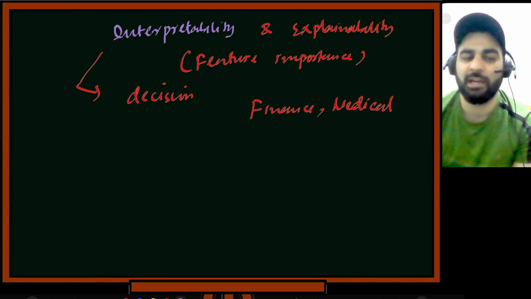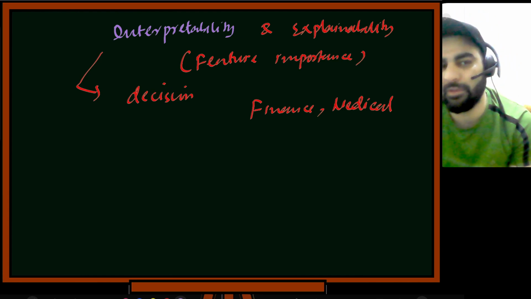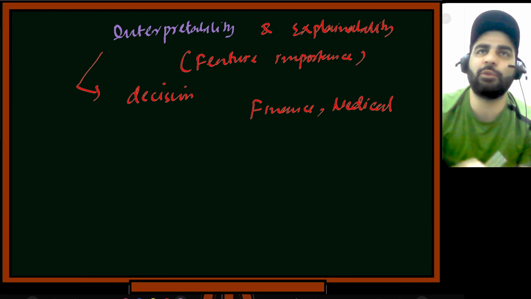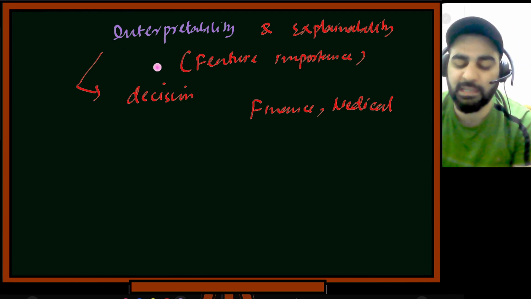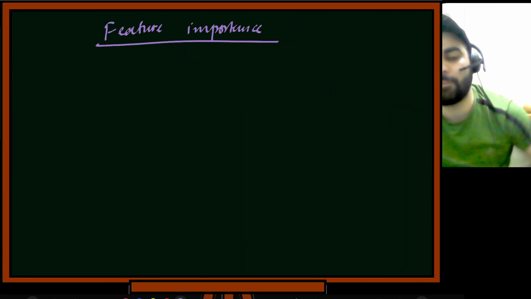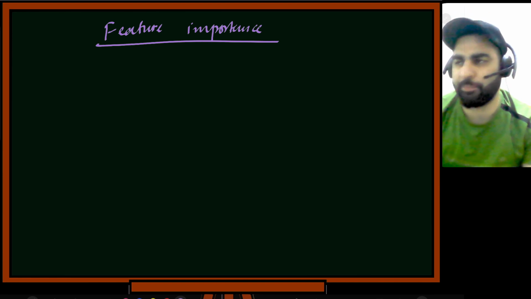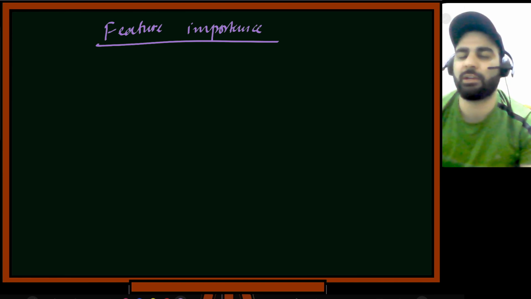Because of these things, and even for debugging and improving the model, if you know why your model is performing in a certain way, you can improve the model also. So interpretability, explainability and feature importance become really important. So what is feature importance now? Which feature is more important? What features are more important related to what class?